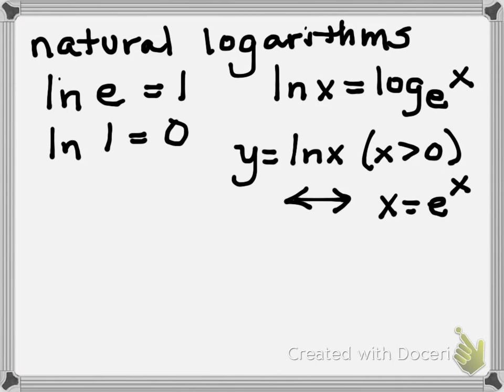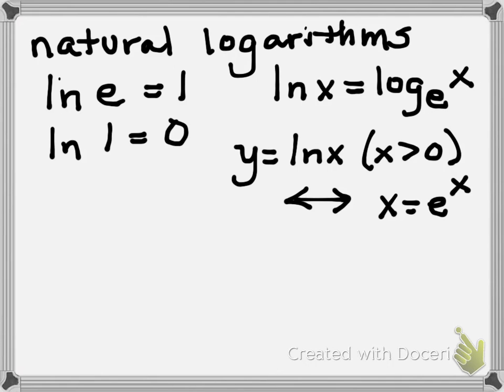Okay, so just a little bit on natural logarithms. The natural logarithm, ln e is equal to 1. ln of 1 is equal to 0. So when you see ln x, then that is the same as the log base e of x. So when we have y equals ln of x, so we have x is greater than 0 if and only if x is equal to e to the y. So it's just another way of expressing this.